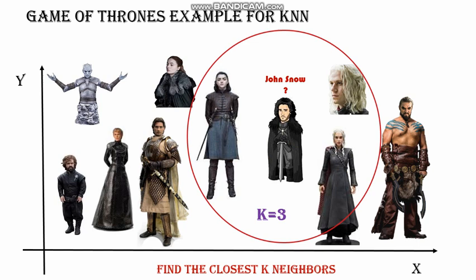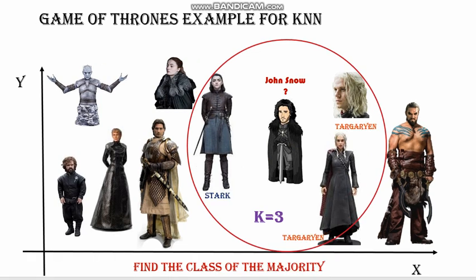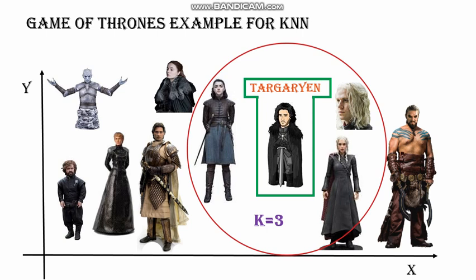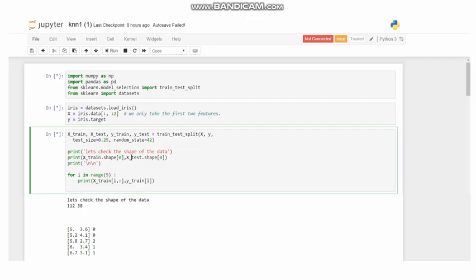Now that we are done identifying the closest k number of neighbors, we will check the class values of these neighbors. As we can see, two of the characters are Targaryen and one of them is a Stark. As the majority is Targaryen, according to the KNN algorithm, Jon Snow is a Targaryen too. So we have seen that KNN is a very simple algorithm which determines the class value of test data based on the class value of the majority of the neighbors it has. We will now have a look at the code.